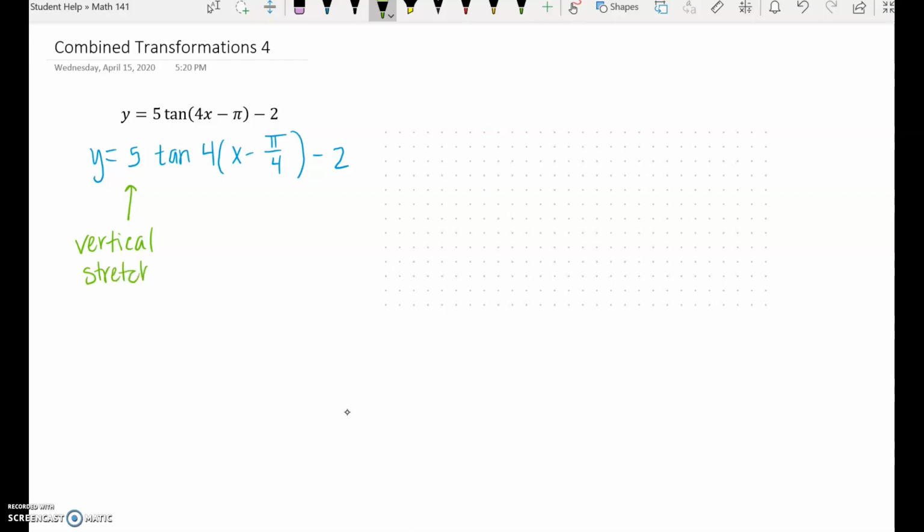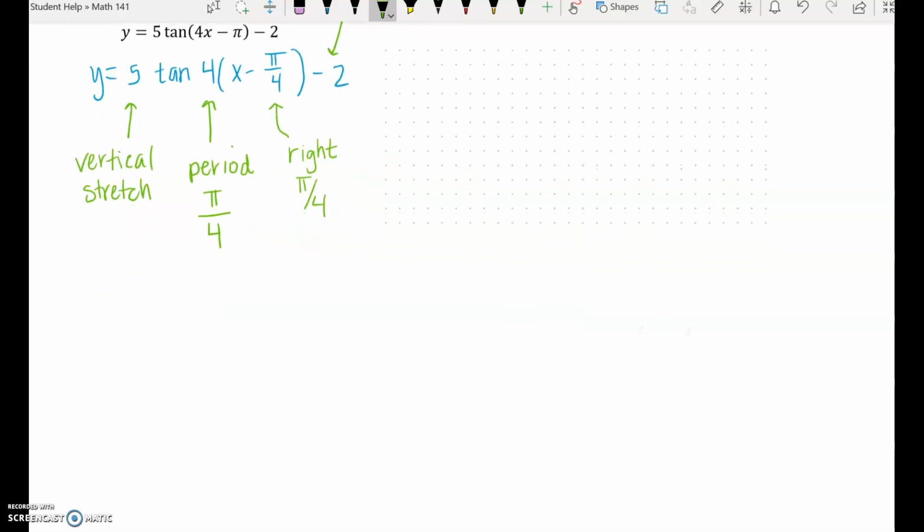Remember that we don't really have amplitude in the tangent graph, so it's just going to grab the quarter points and stretch them. This is going to change the period. The period for tangent is normally pi, so we're going to divide it by the number. It'll be pi over 4. Everything is going to shift to the right by pi over 4. And then everything is going to go down by 2.